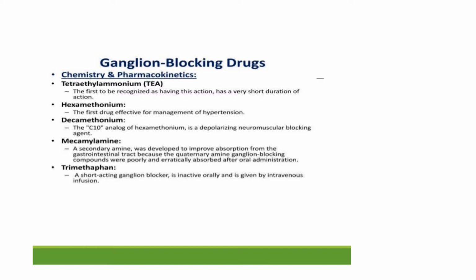Coming to decamethonium, it is an analog of hexamethonium, which can act as a depolarizing neuromuscular blocking agent. Mecamylamine is a secondary amine which was developed to improve absorption from the gastrointestinal tract, while the quaternary compounds were very poorly absorbed orally. Now, trimethaphan is a very short-acting ganglionic blocker, inactive orally. It is usually given by intravenous infusion. So, the four drugs that act as ganglionic blockers you should remember are hexamethonium, decamethonium, mecamylamine, and trimethaphan.